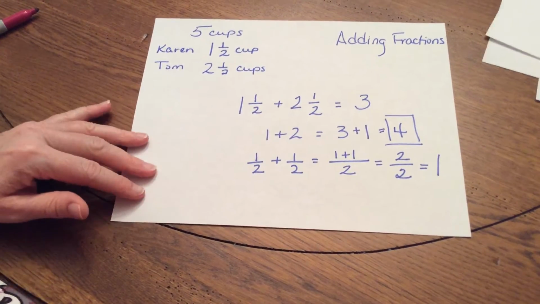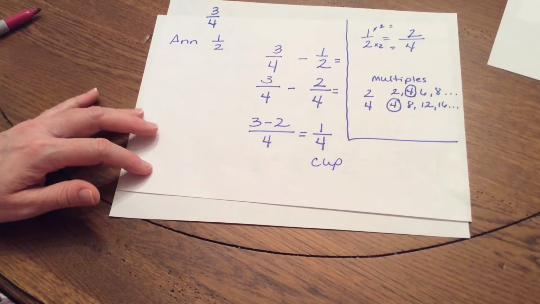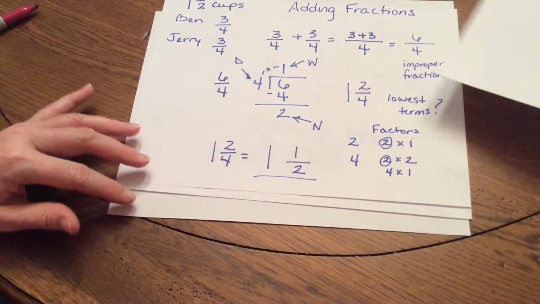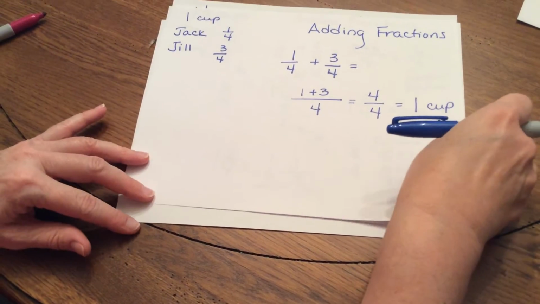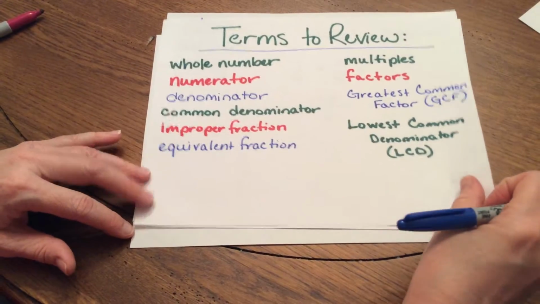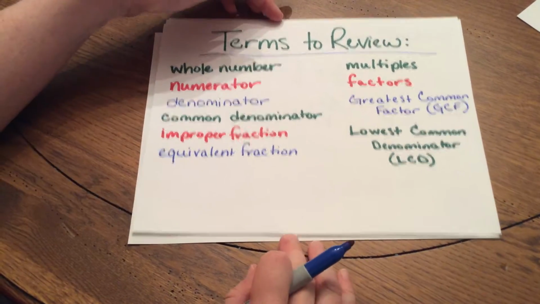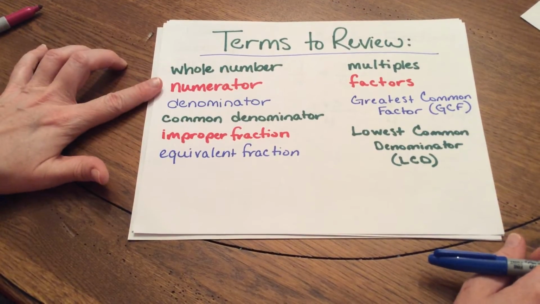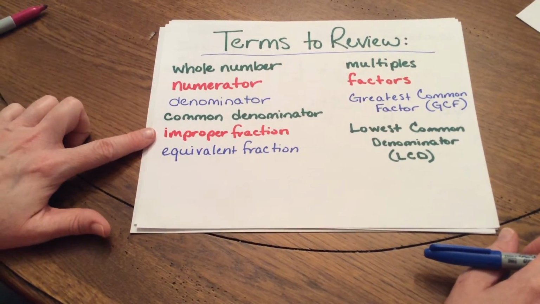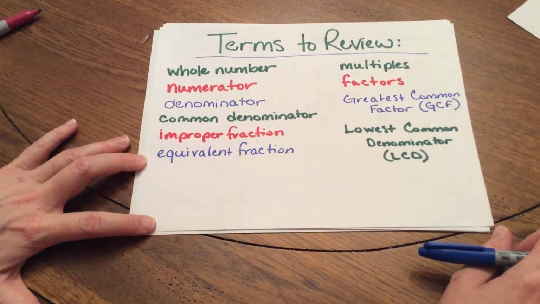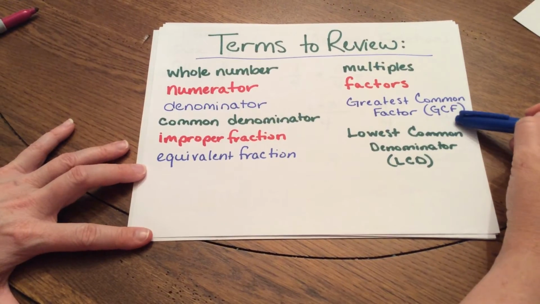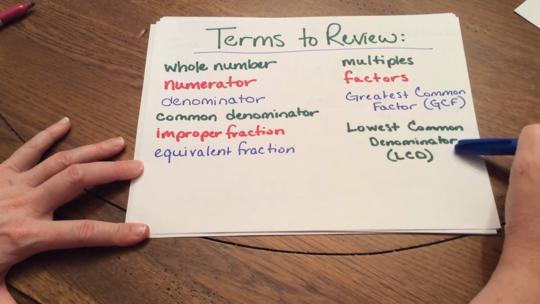If you have further questions, please review the video again, and remember to review the terms that we looked at the start. Our whole numbers, numerator, denominator, common denominator, improper fraction, equivalent fraction, multiples, factors, greatest common factor, and lowest common denominator.